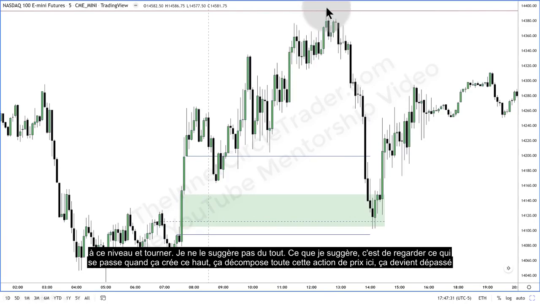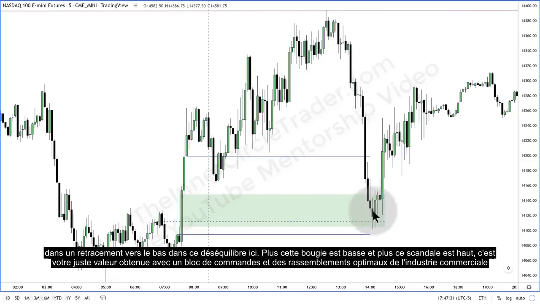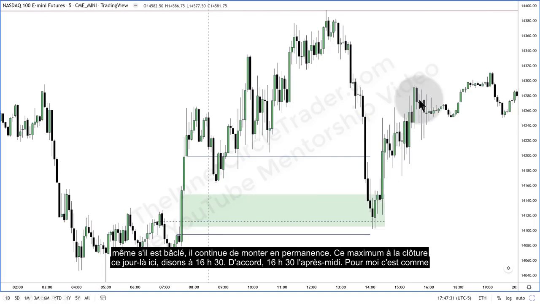When it creates that high, it breaks down. All of this price action here gets overrun into a retracement back down into this imbalance here. The low of this candle and the high of this candle, that right there, that's your fair value gap with an order block and optimal trade entry. Rallies, even though it's sloppy, it's still continuously driving higher.